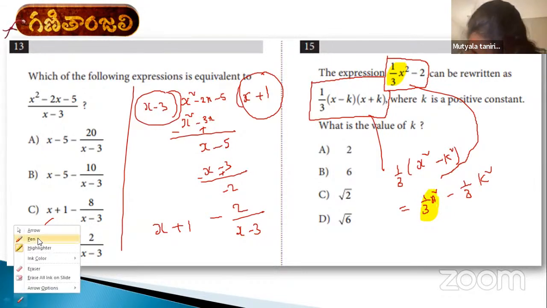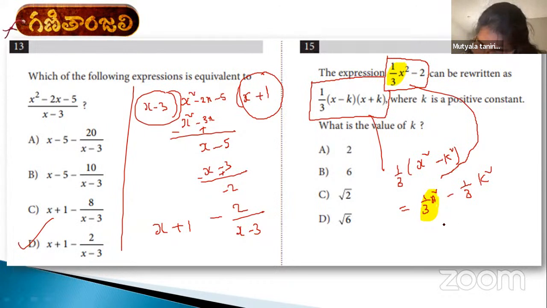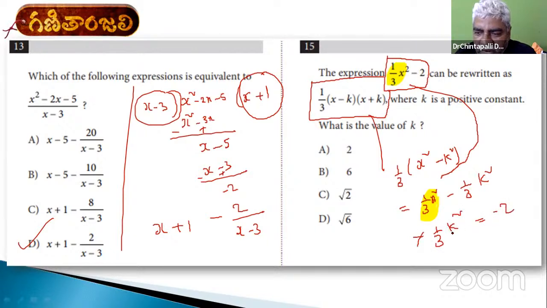Next, negative 1/3 x square, negative 1/3 k square. k square must be equal to negative 2. Negative negative cancel. So k square must be equal to 6. Then what is k? k equals root 6. Option D, sir. Root 6. Very good. Option D.